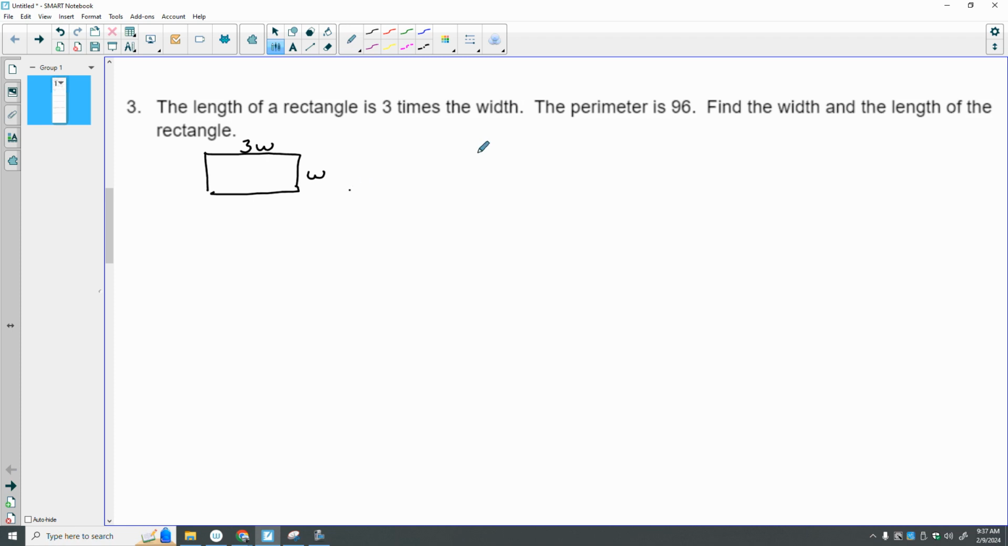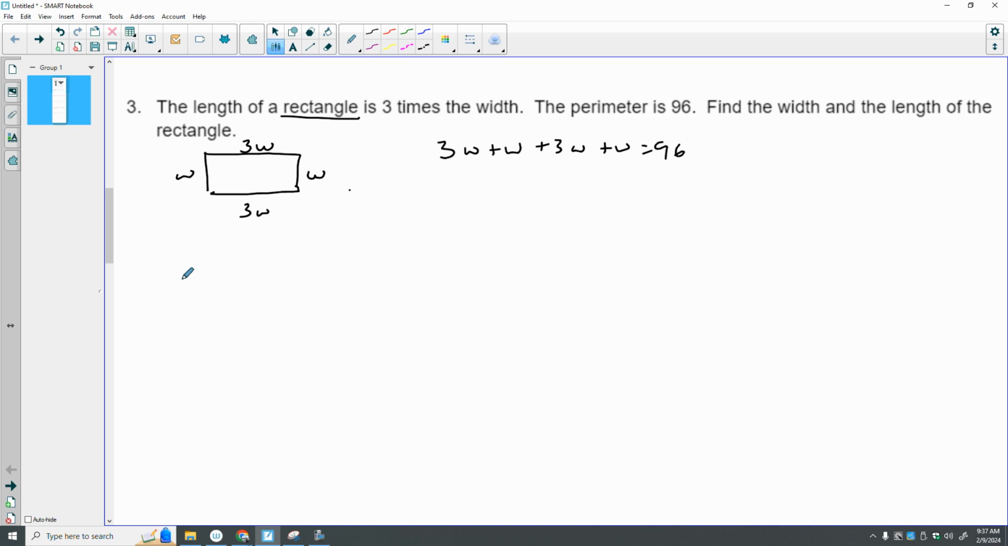Okay, perimeter. So if it's a rectangle, so some key things, it's a rectangle. So let's fill in the rest of the information. If it's a rectangle, the lengths are the same and the widths are the same. And perimeter is adding up all the sides. It's the distance around the outside. So just write an expression that says that. 3W plus W plus 3W plus W has to equal 96. Length plus width plus length plus width.